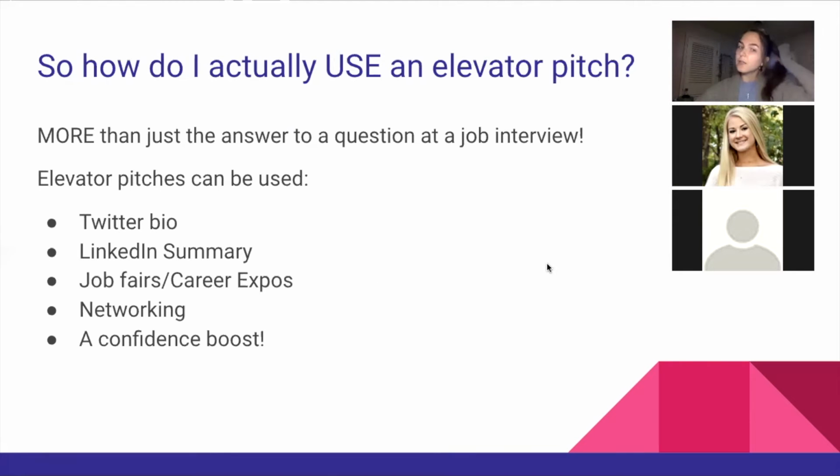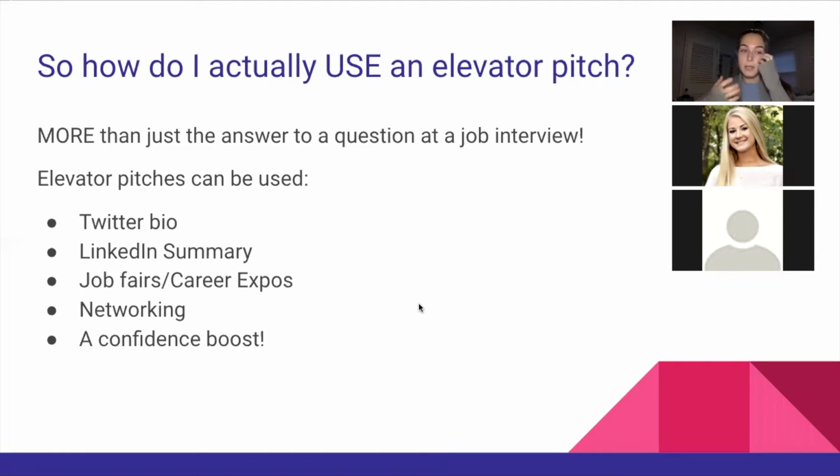All right, so now that we have a really good idea of what an elevator pitch is and a couple examples of when it might be a good time to use one, how do I, as a person, actually go out in the world and use an elevator pitch right after this training session? It's more than just the answer to tell me about yourself at a job interview. An elevator pitch can really be used in a lot of different areas of your life going forward.